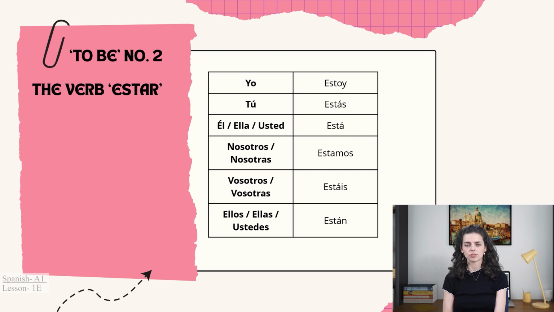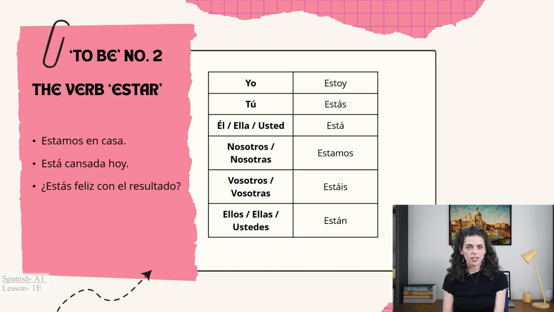Here are some examples. Estamos en casa. We are home. Está cansada hoy means she is tired today. ¿Estás feliz con el resultado? Are you happy with the result? Remember, the interrogation marks are used in the beginning and the end of the sentence to cue the reader to read this out loud with the intonation of the question. Again, if we take a look at the chart, the pronouns will always match the verb form.